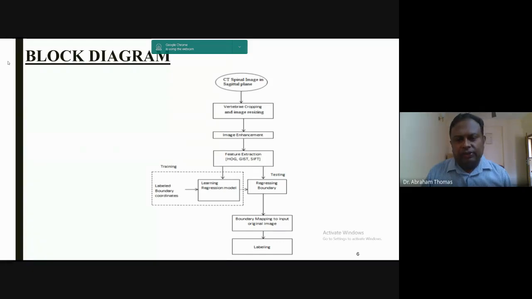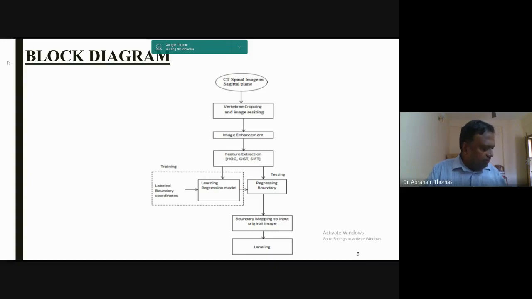Later on, during the testing phase, we extract these features from the enhanced, cropped, and resized image and pass it to the regressor. So it will give you the regression boundary. Here, we take 100 points around the boundary of each vertebra, almost equally spaced on the perimeter of the vertebra. Once this boundary is obtained, we map it back onto the original sagittal image. Then we label them.